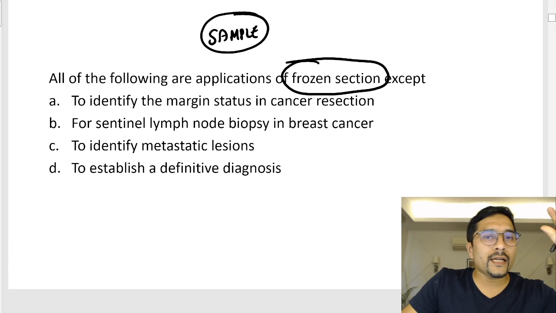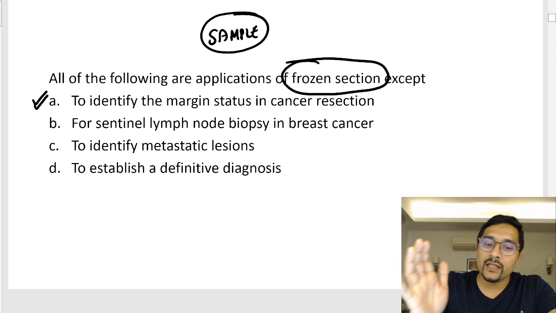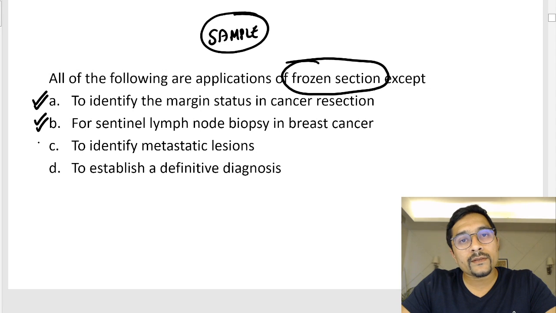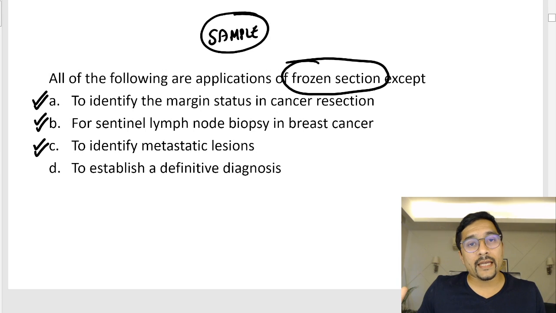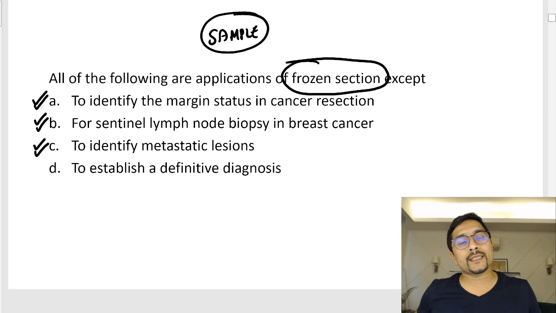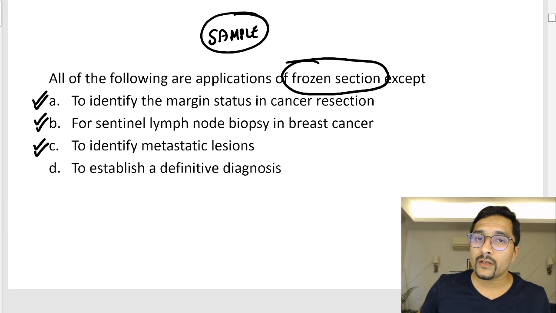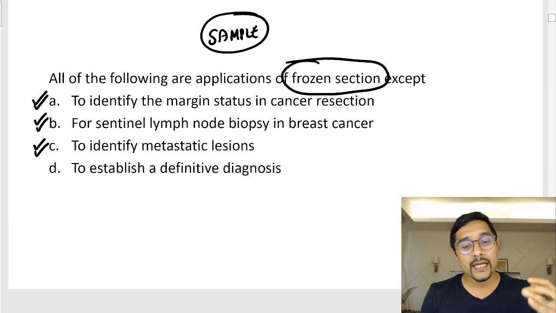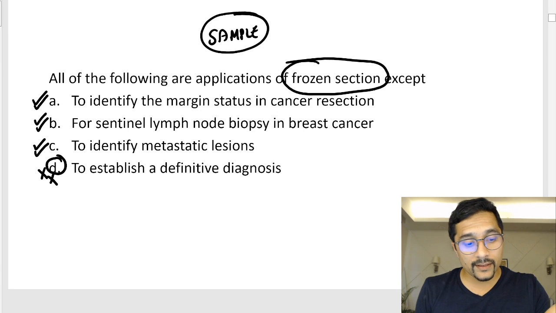Now, what all is the utility of frozen section? It is used to identify the margin status. I know whether I have clear margins or not. For sentinel lymph nodes, it is used to identify metastatic lesions. So supposing I open up a case of gallbladder cancer, I am doing a diagnostic laparoscopy and I find omental deposits there. I send those omental deposits for frozen section and they turn out as positive. So frozen section can help us in localizing these metastatic lesions also. It is not used to establish definitive diagnosis. That is the correct answer here.